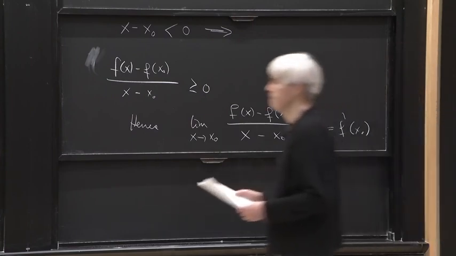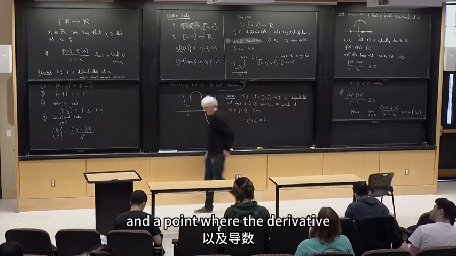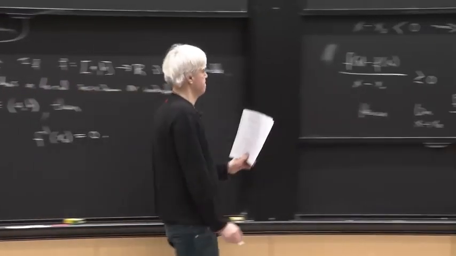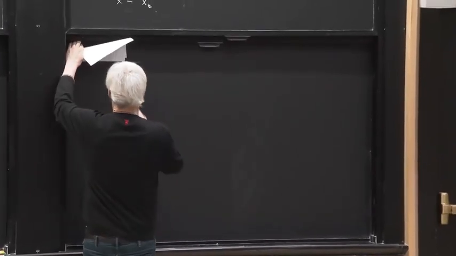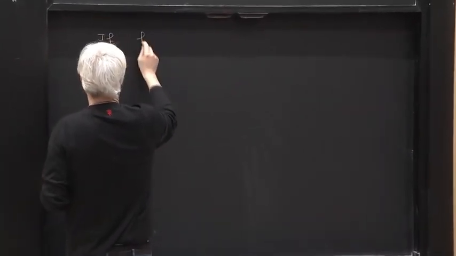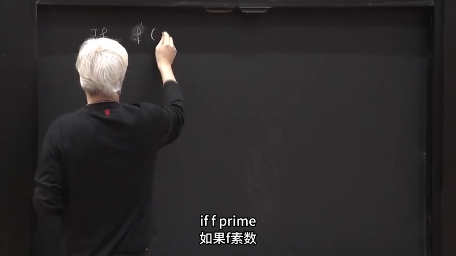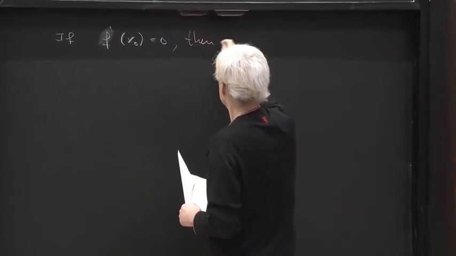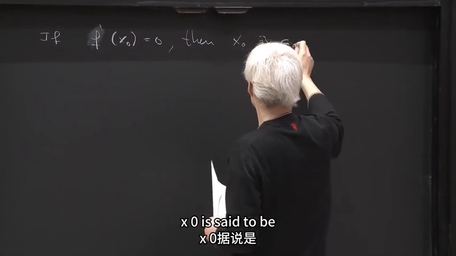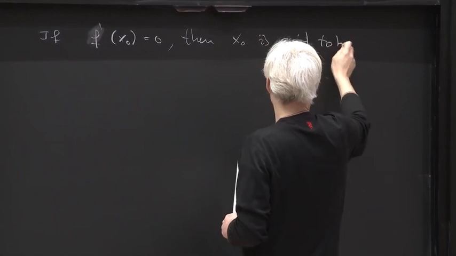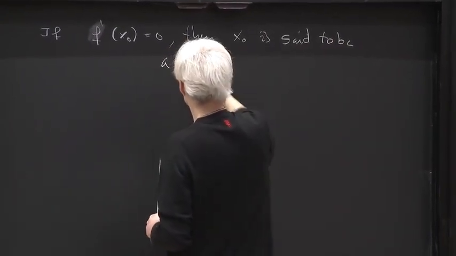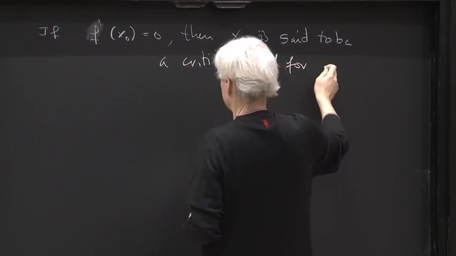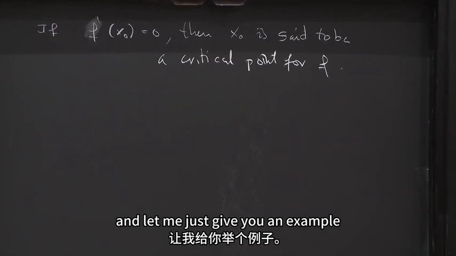Now, at a point where the derivative, so maybe I'll just say that, if f prime at x0 is equal to 0, then we often say that x0 is said to be a critical point for f, okay? And let me just give you an example.